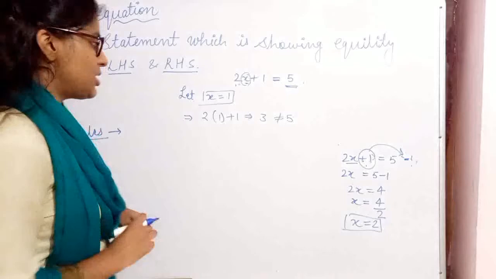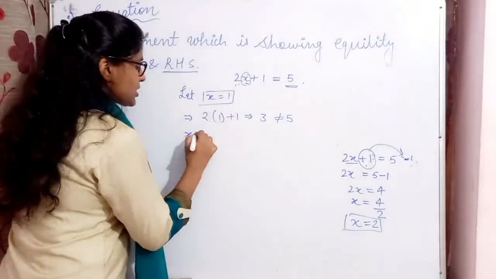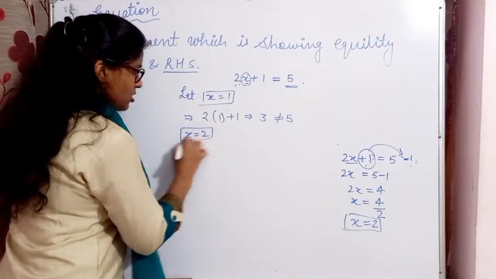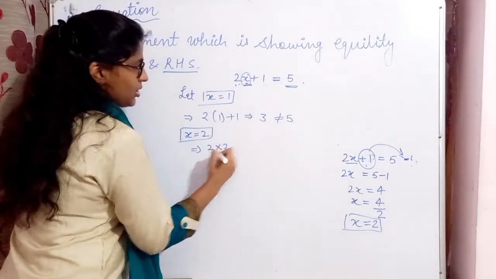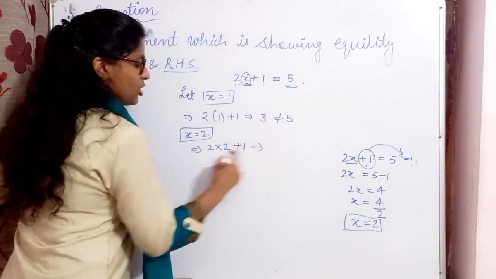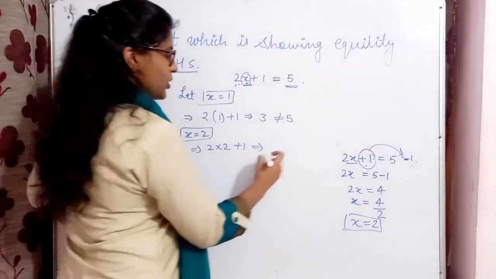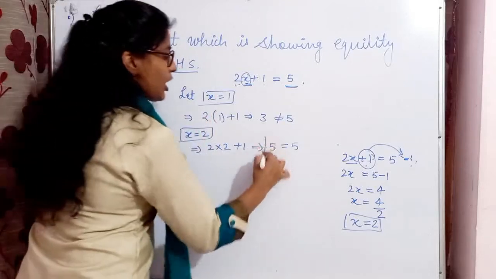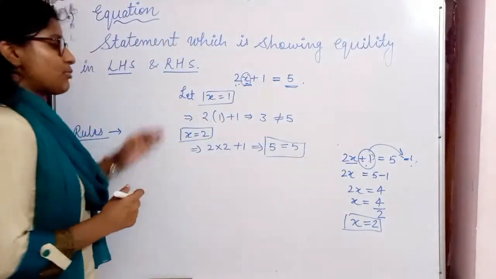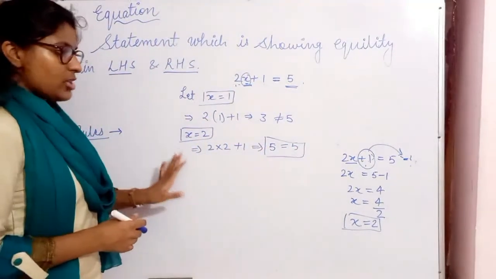So again we try, and this time x is equal to 2. So 2 multiplied by, in place of x put 2, plus 1. 2 times 2 is 4, and 4 plus 1 is 5. So 5 is equal to 5 this time. Now you are getting your answer. We got it on the second try.